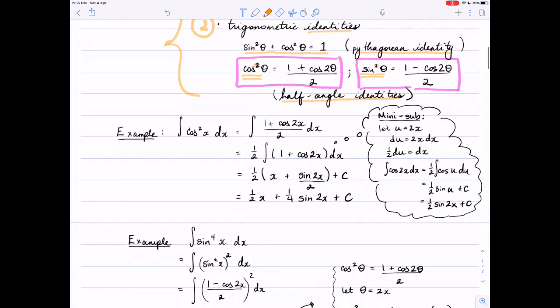So the first one, the integral of cos squared of x dx. The easiest and simplest way to do this, especially by hand rather than memorizing a big old reduction formula, is to use the half angle identity. The cosine squared of x can be replaced with (1 plus cos 2x) over 2, dx. And then now that's something that we can anti-differentiate. The 1/2 comes out, leaving us with 1 plus cos 2x.